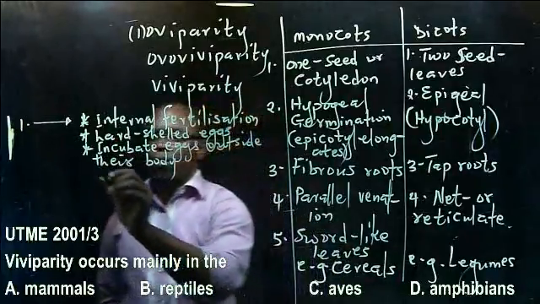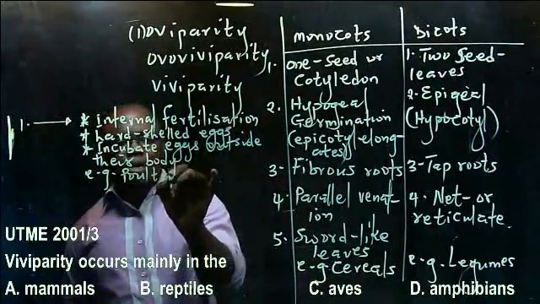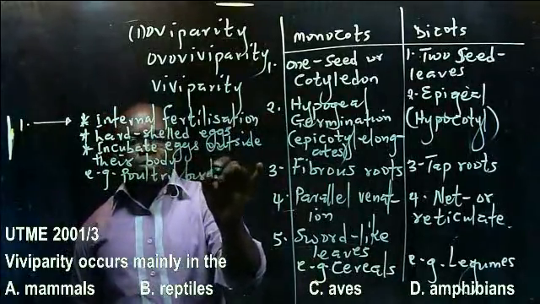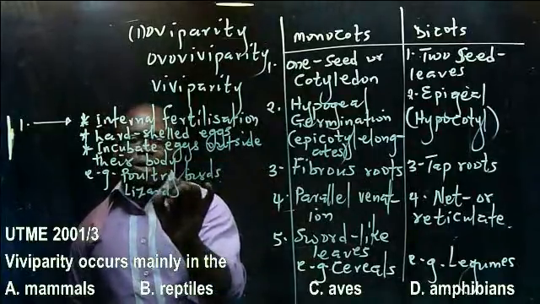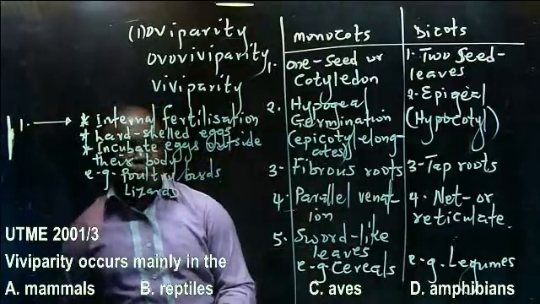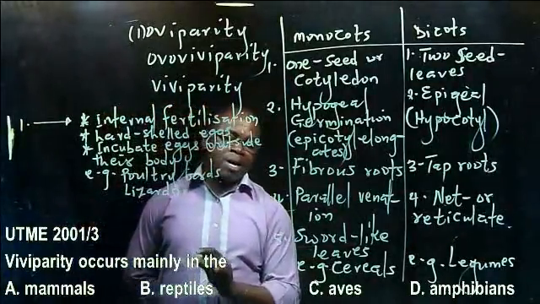Of course, examples here include your poultry birds, that's your fowls or your birds. They are oviparous animals. Of course, we could have some reptiles like lizards and the crocodiles. They are oviparous animals. So we have birds and lizards basically as oviparous animals.